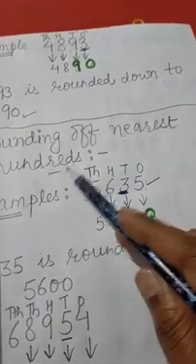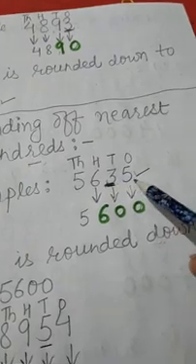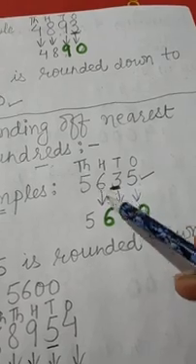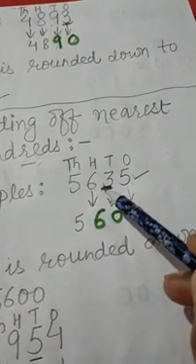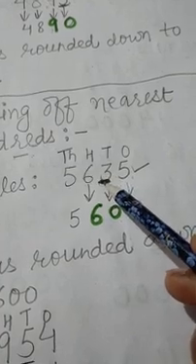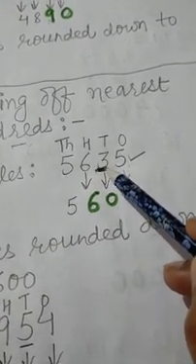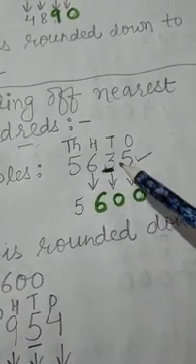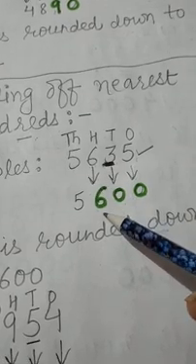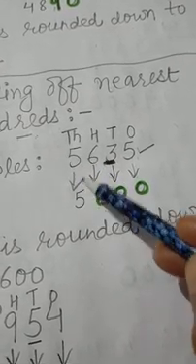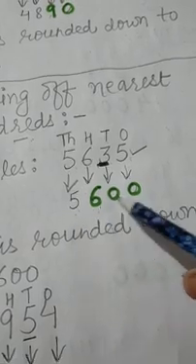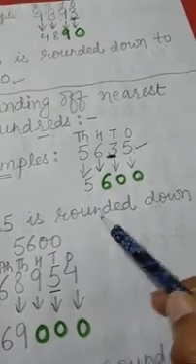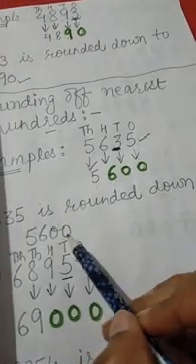While rounding to the nearest hundreds, we will see the digit in the tens place. 5 will become 0, 3 will become 0. 6 will remain 6 only. Why? Because we have to see the tens digit, and the tens place digit is less than 5, so 6 will remain 6 only. There is no change in the 6, and also no change in the 5. So it is 5,600. You can say 5,635 is rounded down to 5,600.